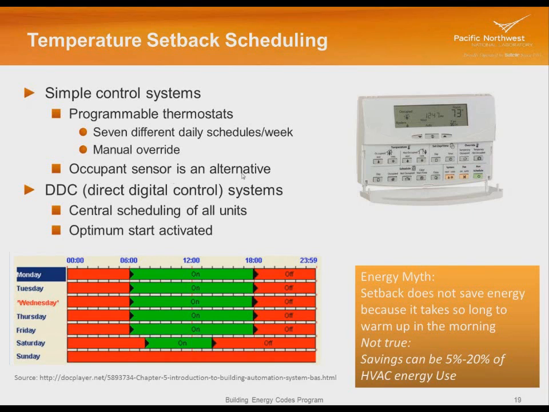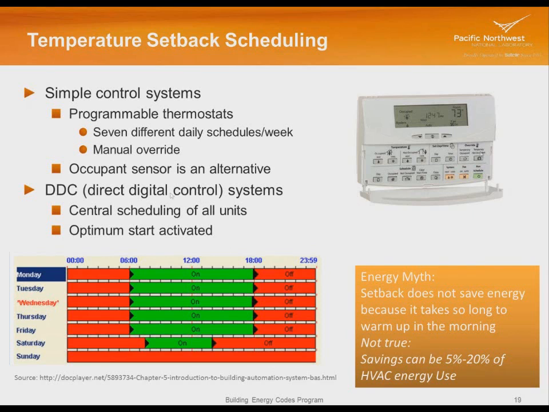An occupant sensor is an alternative, although not typically used, although now there are requirements for occupancy sensors of some kind in hotel rooms, so be aware of that. Actually, that may be an ASHRAE and not in 2015, but it is coming in 2018.